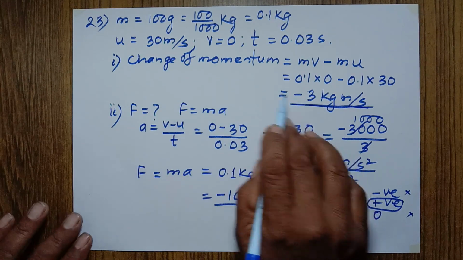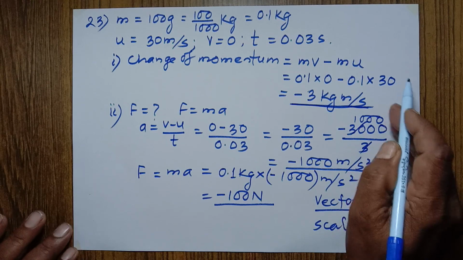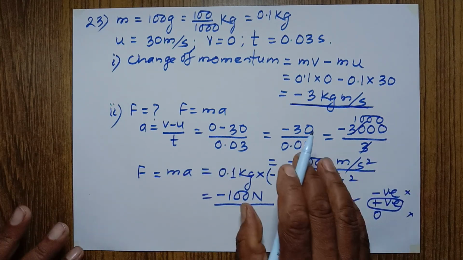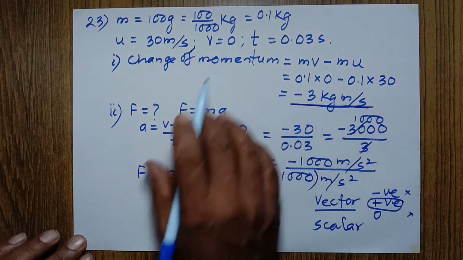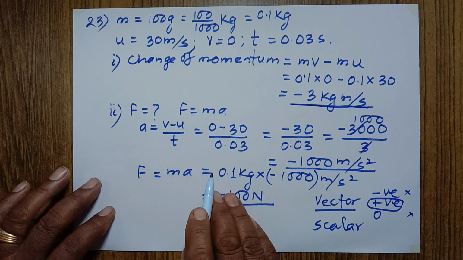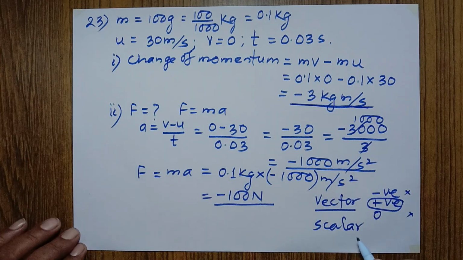It means the change in momentum is in the opposite direction to the motion of the body, and acceleration is also negative. It means retardation. The force is applied against the motion of the body, and this force is also negative because it is acting against the direction of the motion of the body. Okay, this much for today.